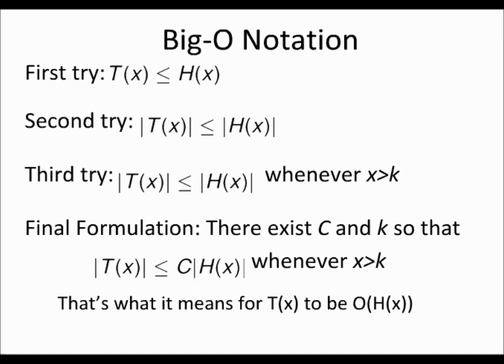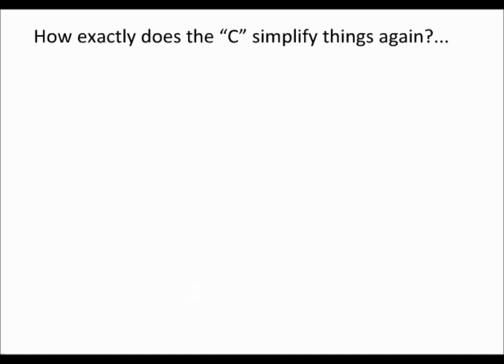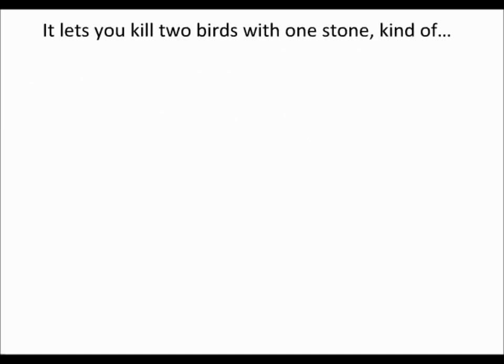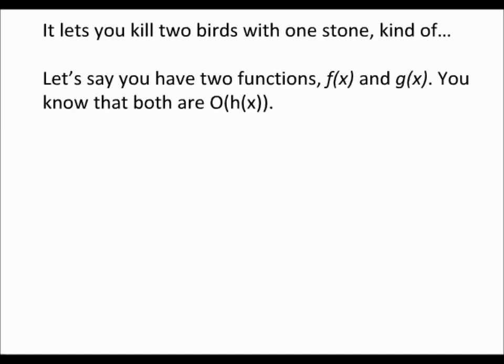Well, the constant actually simplifies things when you're trying to prove something. How does it simplify things? Well, there's something called the triangle inequality, and it says that in absolute values, the absolute value of a plus b is going to be less than or equal to the absolute value of a plus the absolute value of b. Now, how does that help anything? Well, it lets you kill two birds with one stone, in a manner of speaking.